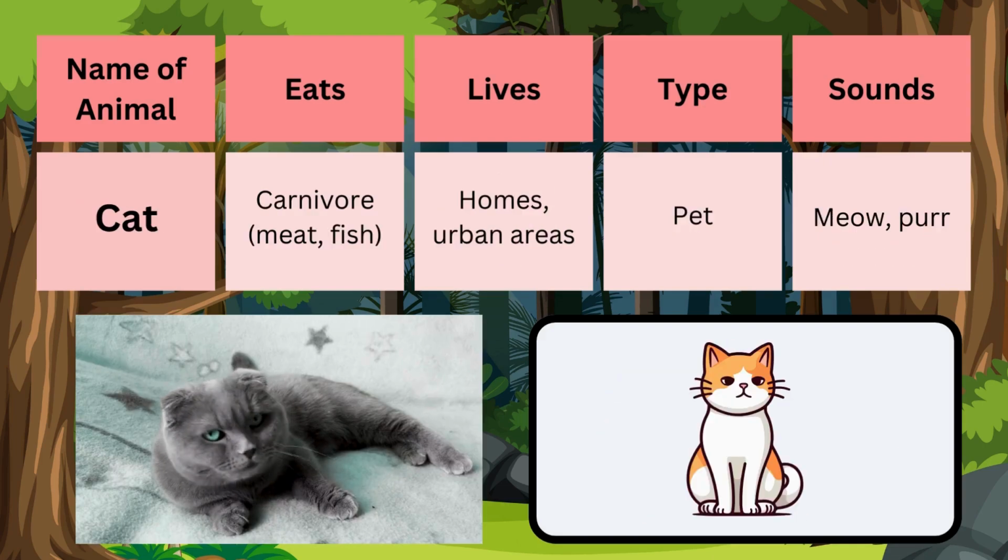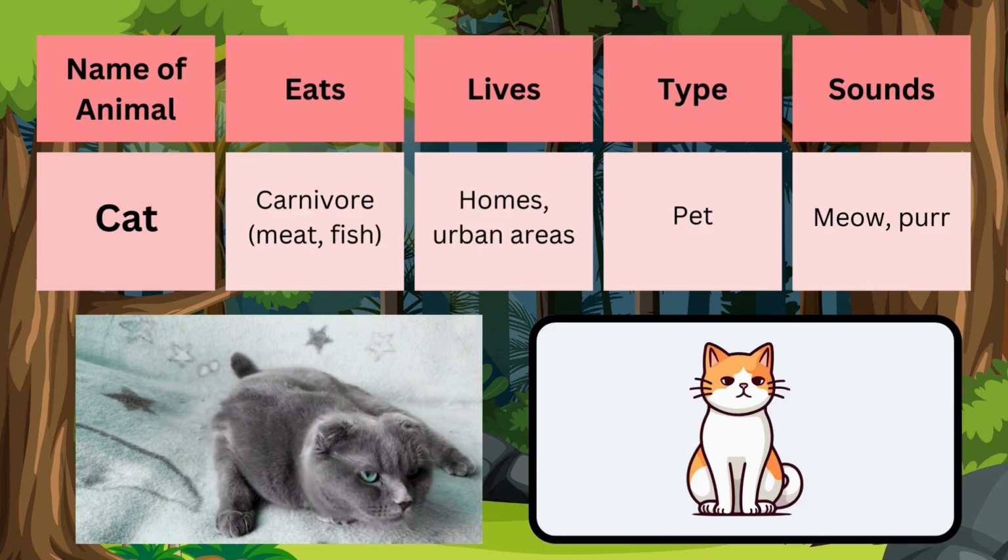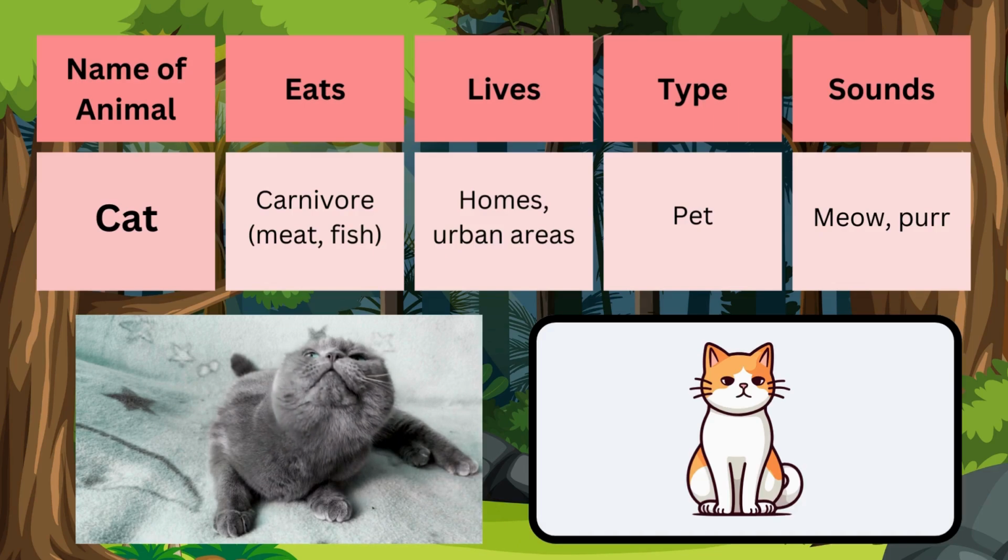Cat. Cat eats carnivore meat, fish. Lives in homes, urban areas. Cat is a pet. Sounds.